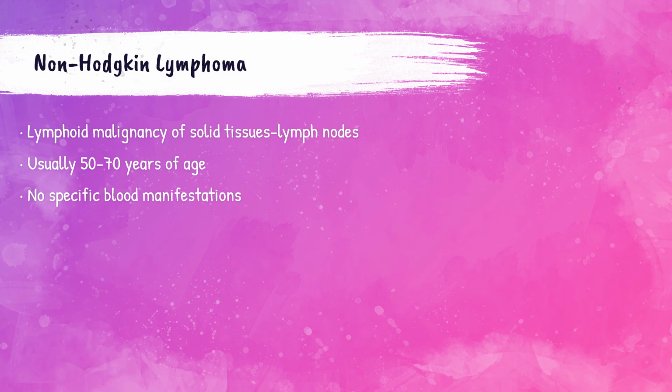Non-Hodgkin lymphoma is a lymphoid malignancy of the lymphatic system. Lymphocytes grow abnormally and can form tumors throughout the body. This is, of course, a general category of lymphoma, but it includes many subtypes, including diffuse large B-cell lymphoma, follicular lymphoma, and Burkitt's lymphoma. Non-Hodgkin's lymphoma usually affects patients 50 to 70 years of age and usually has no specific manifestations in the blood.